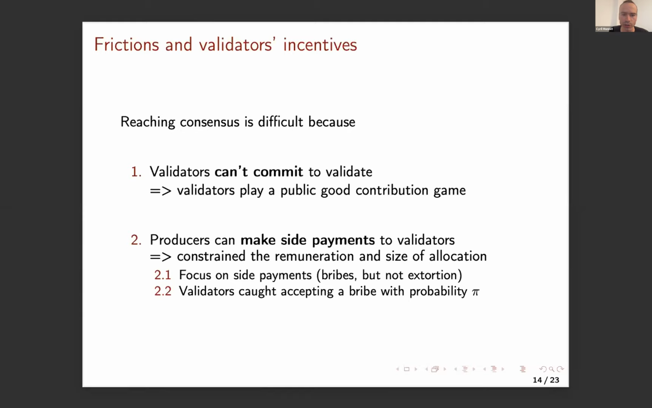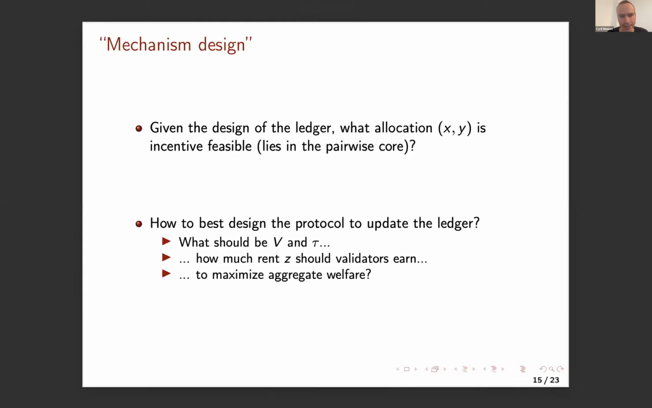Producers can bribe validators so that they write the wrong label on the ledger. Actually, right and wrong is the wrong terminology. Producers can bribe validators so that validators write the good label on the ledger. Okay, so that's the setup.